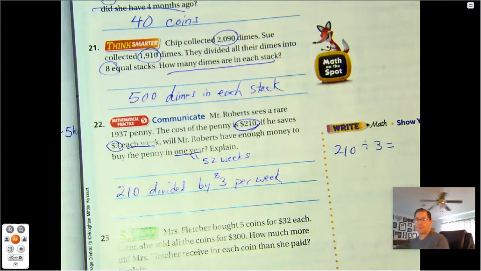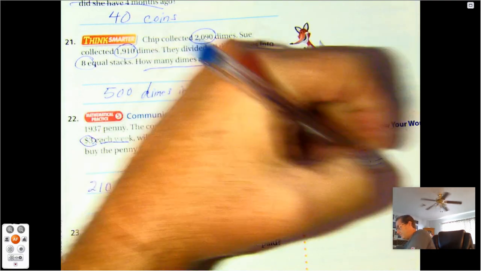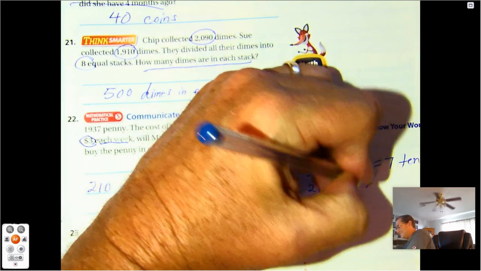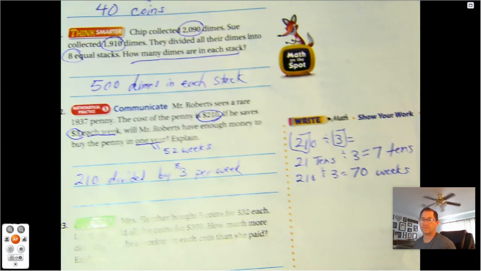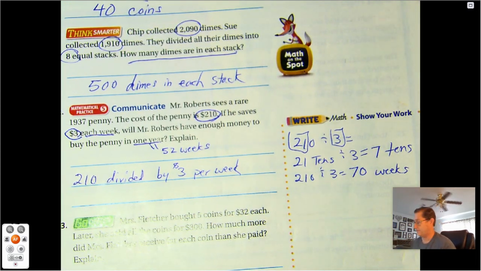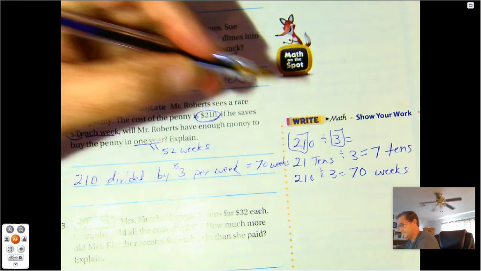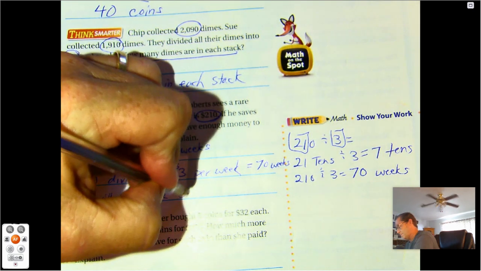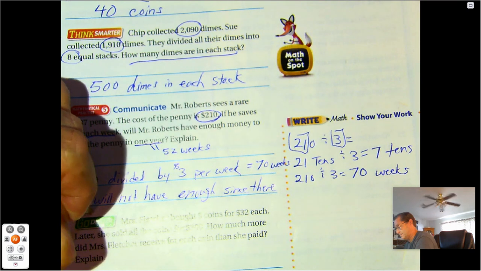So we have 21 divided by 3 as our basic math fact. 21 tens divided by 3 would be 7 tens. So $210 divided by 3 will be 70. That's going to take him 70 weeks. So he's not going to have enough at the end of the year, which equals 52 weeks. He will not have enough, since there are only 52 weeks in a year.